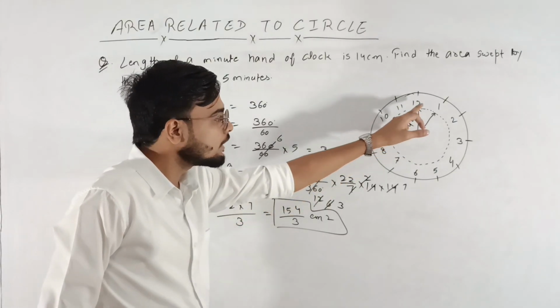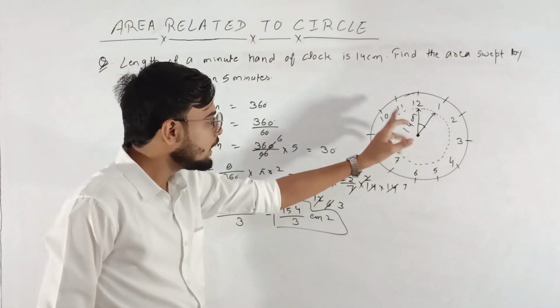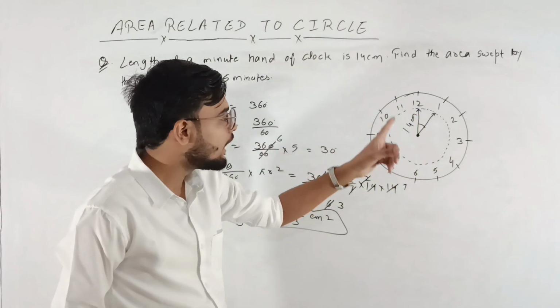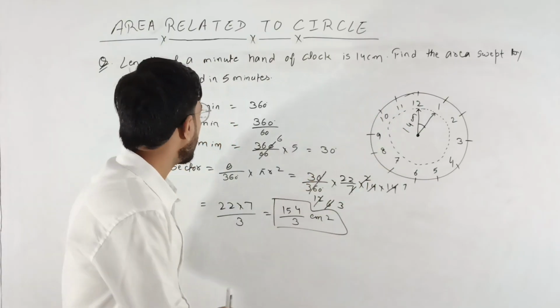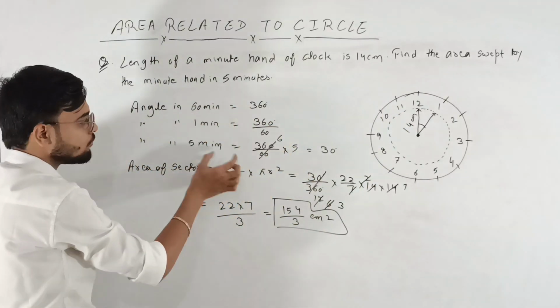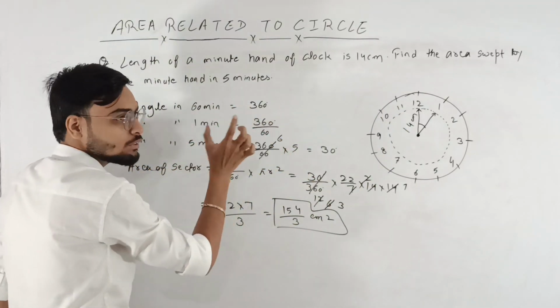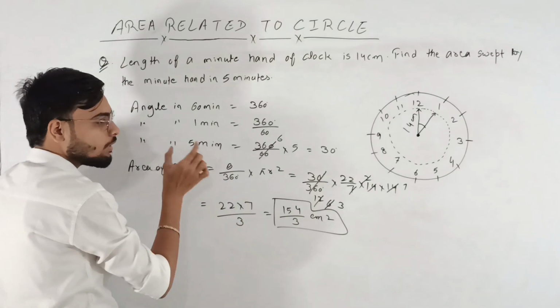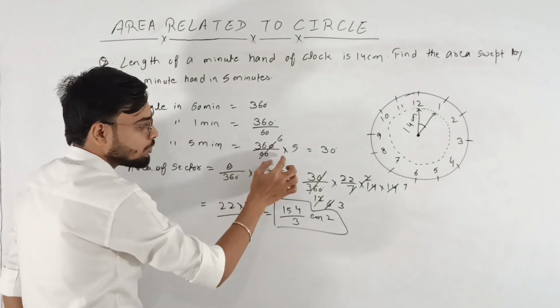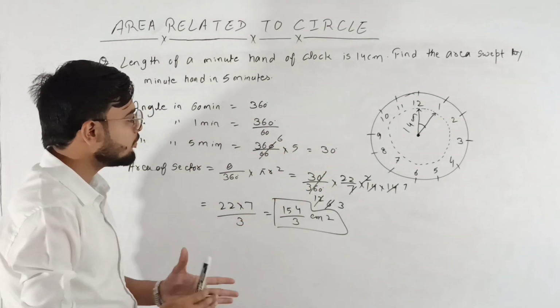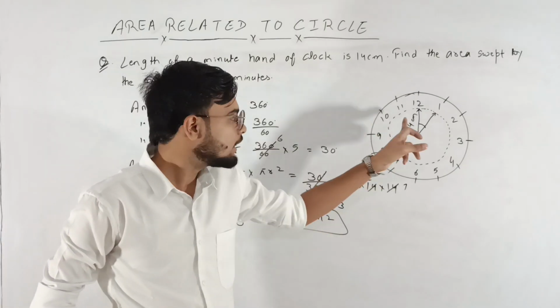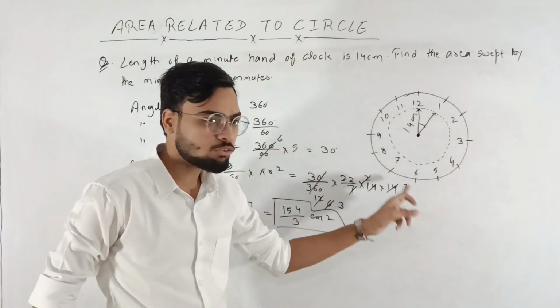When minute hand completes one revolution, then it covers total 60 minutes and 360 degree. So angle is 360 degree for 60 minutes. So for 1 minute angle is 360 upon 60. So for 5 minutes, what is the angle? 360 upon 60 into 5. So this is 30 degree. Now I have a theta which is 30 degree, radius which is 14 centimeter, and the path is circular path.